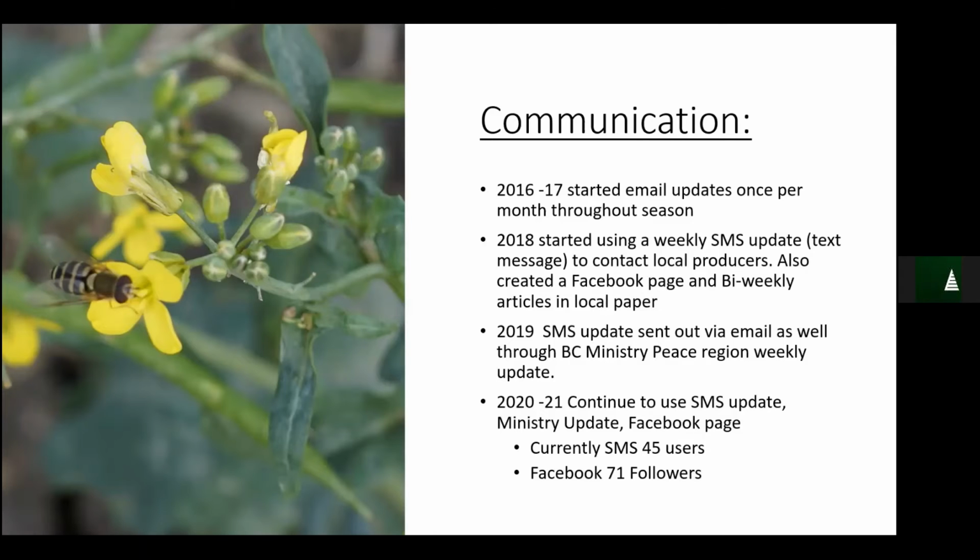And then in 2019, with not acquiring some of the funding that we were hoping for, we had to scale it back a bit. So we went down to the SMS updates. We kept those going, and we also started to send those updates out through the BC ministry. Laurie Vickers came to me and said, well, we can send them out this way as well. And I thought, well, that's amazing, because we want to reach as many people as humanly possible. So we did that, and it seems to be a pretty good success. And so in 2020, with hiring a student again, we brought that all back and we continue to use that.